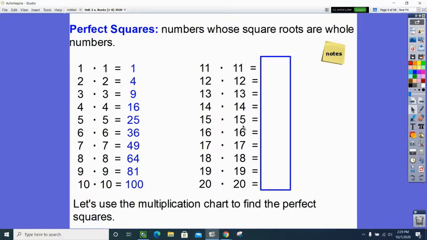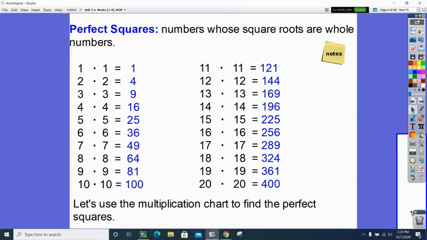Now, as we get up in here, I know especially probably after 12 on, you might have some trouble, but you need to familiarize yourself with these perfect squares. So 11 times 11, all the way down to 20 times 20. These are all perfect squares. And of course, we're not done. It could be 21 squared. It could be 1,000 squared. Obviously, there's an infinite number of perfect squares.